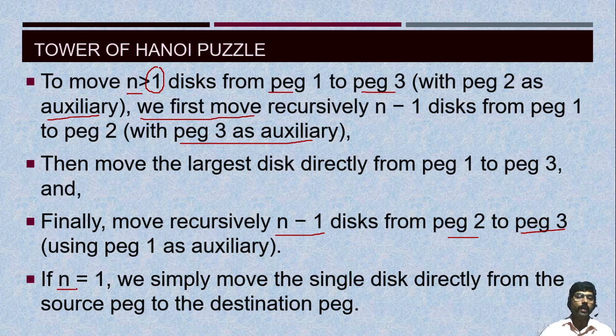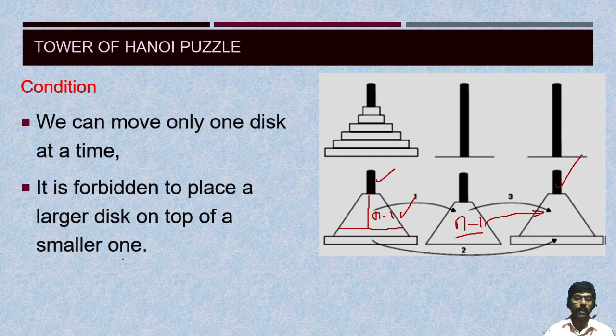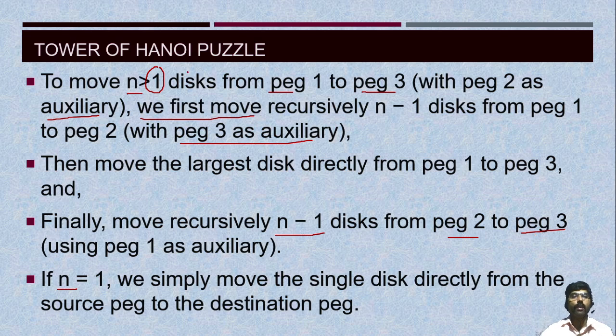If we have only one disc, that is, n is equal to 1, what is the condition here? The condition is very simple. If you have only one disc, just move it to peg number 3. There is no need for any auxiliary peg. That is the condition here. Now this is called the Tower of Hanoi. This is the algorithm which explains how to play this game. Now, how to analyze this algorithm, the Tower of Hanoi puzzle.